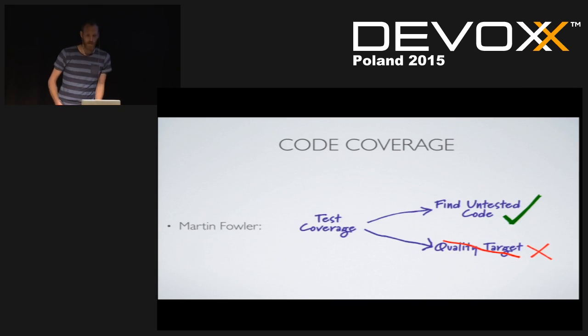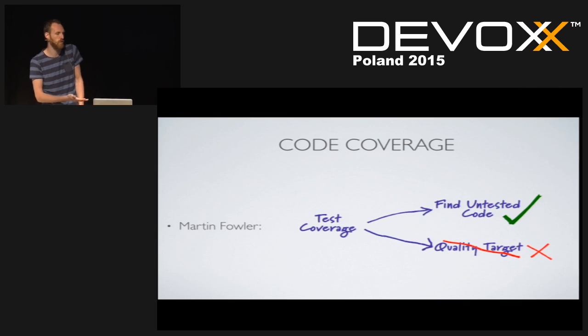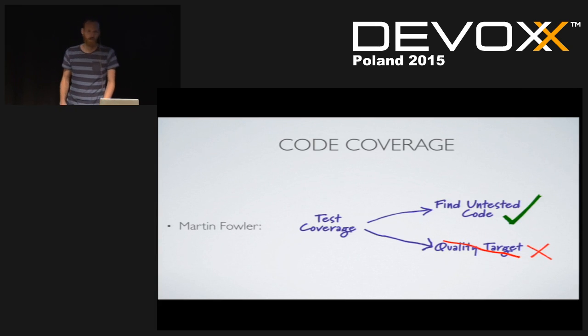Martin Fowler already said, if you do test coverage, you know one thing: you can find untested code. And that's actually true. If it's red, it isn't covered by any test. So that's what it's useful for. But as a statistic or as a quality target, it's pretty much useless.